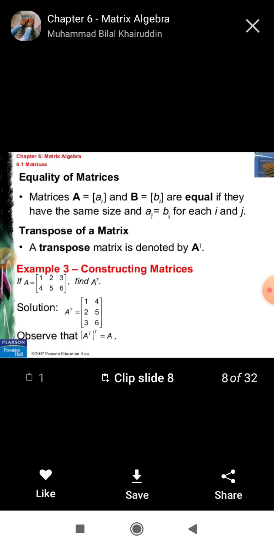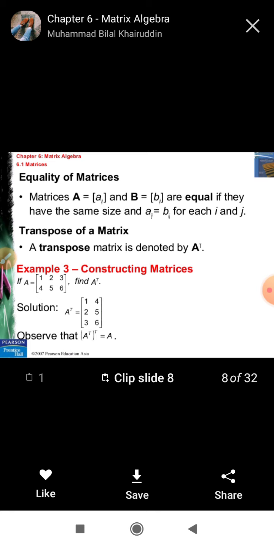Equality of matrices. Two matrices A and B are called equal matrices if a_ij is equal to b_ij for each i and j. It means two matrices are called equal if A is equal to B.